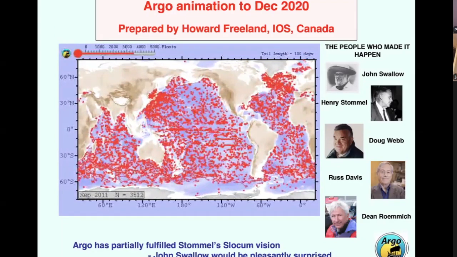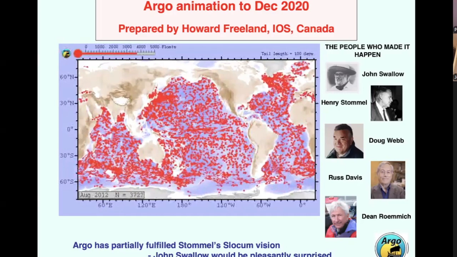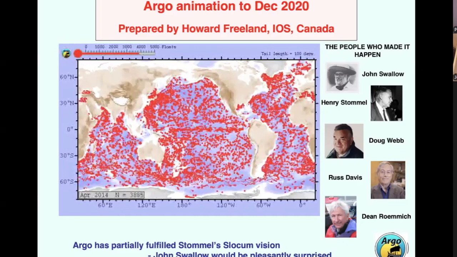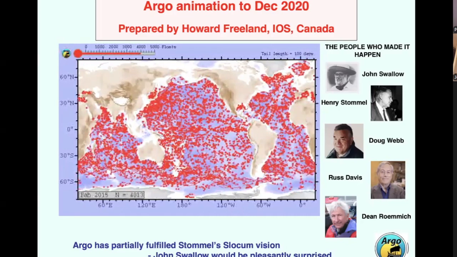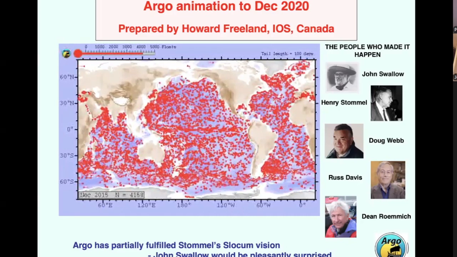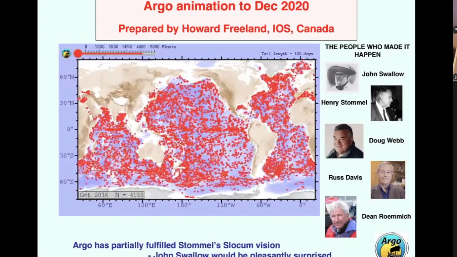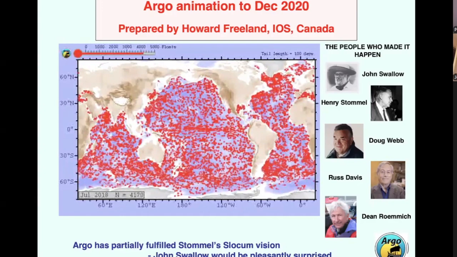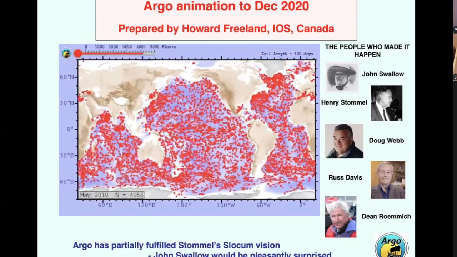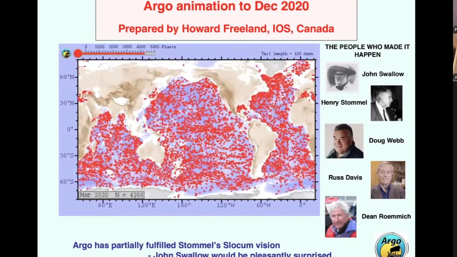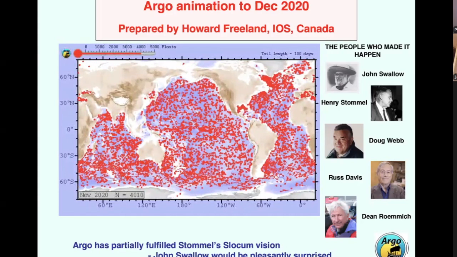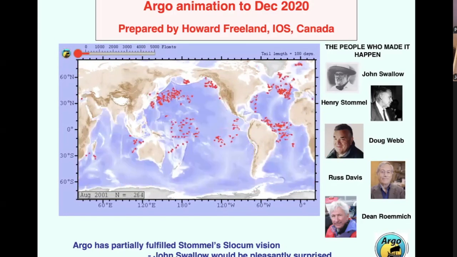And on the right, the people who really played a huge role in making this happen: Henry Stommel, John Swallow, Russ Davis, Doug Webb, and Dean Remick, who has been a force behind Argo from beginning to end. And Argo, in some ways, has partly fulfilled Stommel's Slocum vision. And John Swallow, who didn't live to see Argo come to fruition, would, I think, be pleasantly surprised. Thank you.